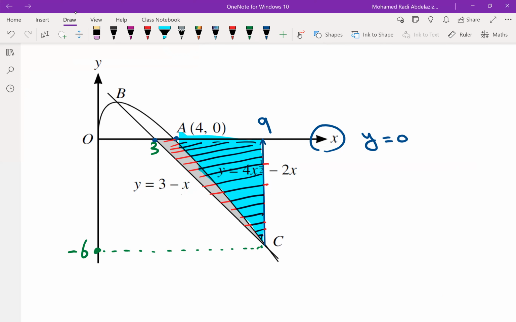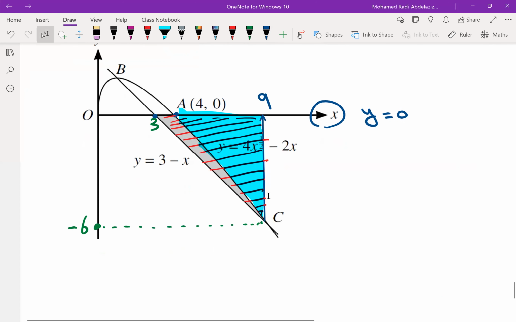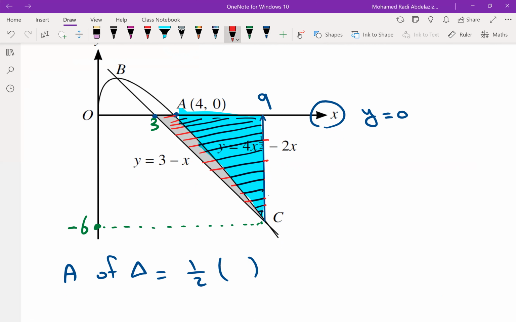Now we'll try to find the area of triangle and the area under the curve and the x-axis by using integration, then subtract. Start now to find the area of triangle. Area of triangle is equal to half base into height. The base from 3 to 9, so the base is equal to 6, and the height from 0 to 6, so the final answer will be 18, which is half of 36, 18 square units.